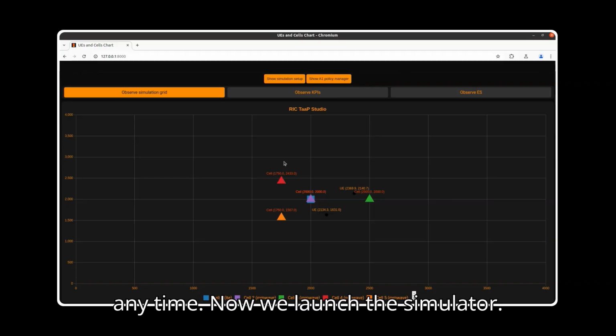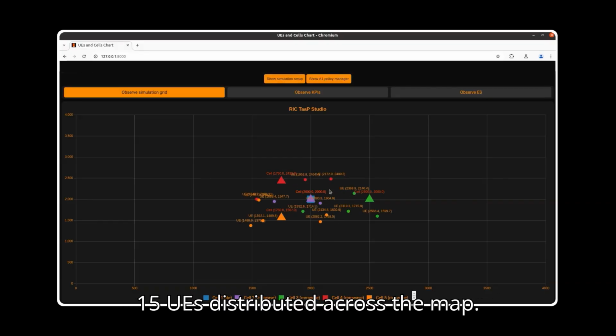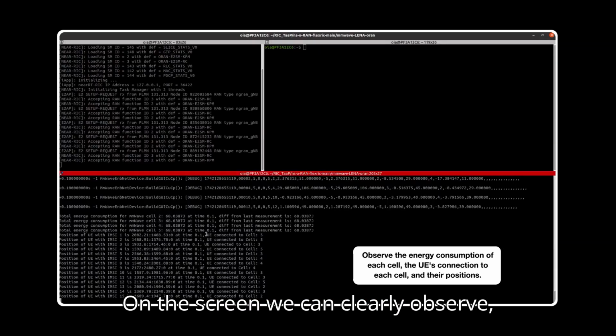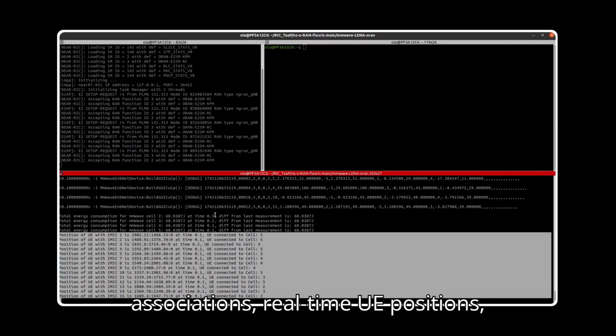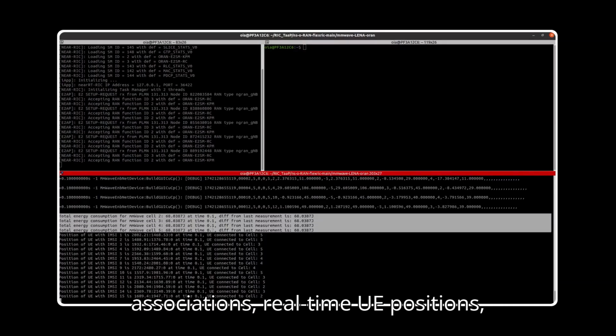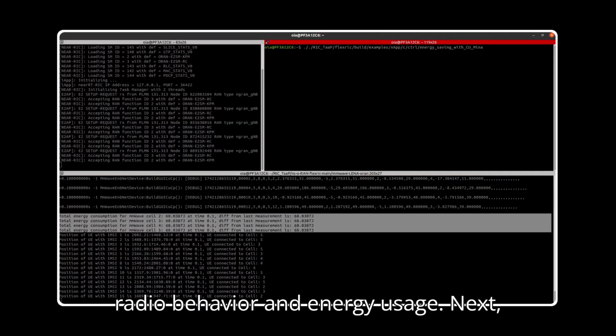Now we launch the simulator. The network initializes with 5 gNodeBs and 15 UEs distributed across the map. On the screen we can clearly observe per cell energy consumption, UE to cell associations, and real-time UE positions. This gives us full visibility into both radio behavior and energy usage.